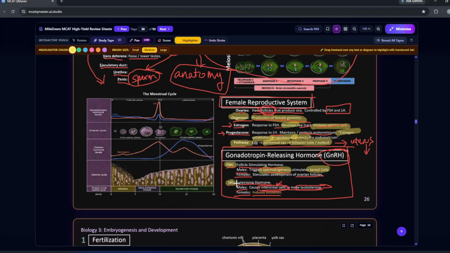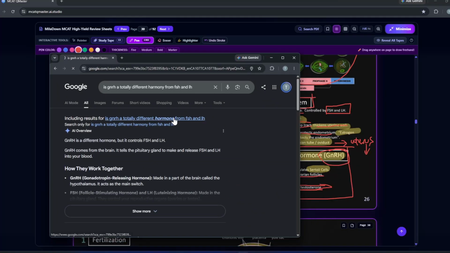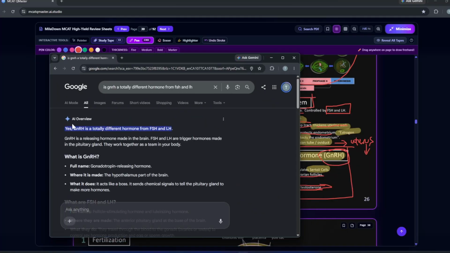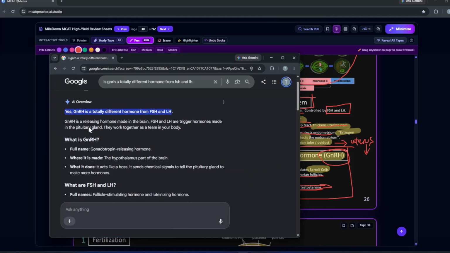For LH, luteinizing hormone. By the way, I'm pretty sure GnRH is a totally different hormone than FSH and LH. Let me just make sure. Is GnRH a totally different hormone from FSH and LH? Yeah, so you need to be careful when you use this review sheet by Meltdown because, yes, GnRH is a totally different hormone from FSH and LH.